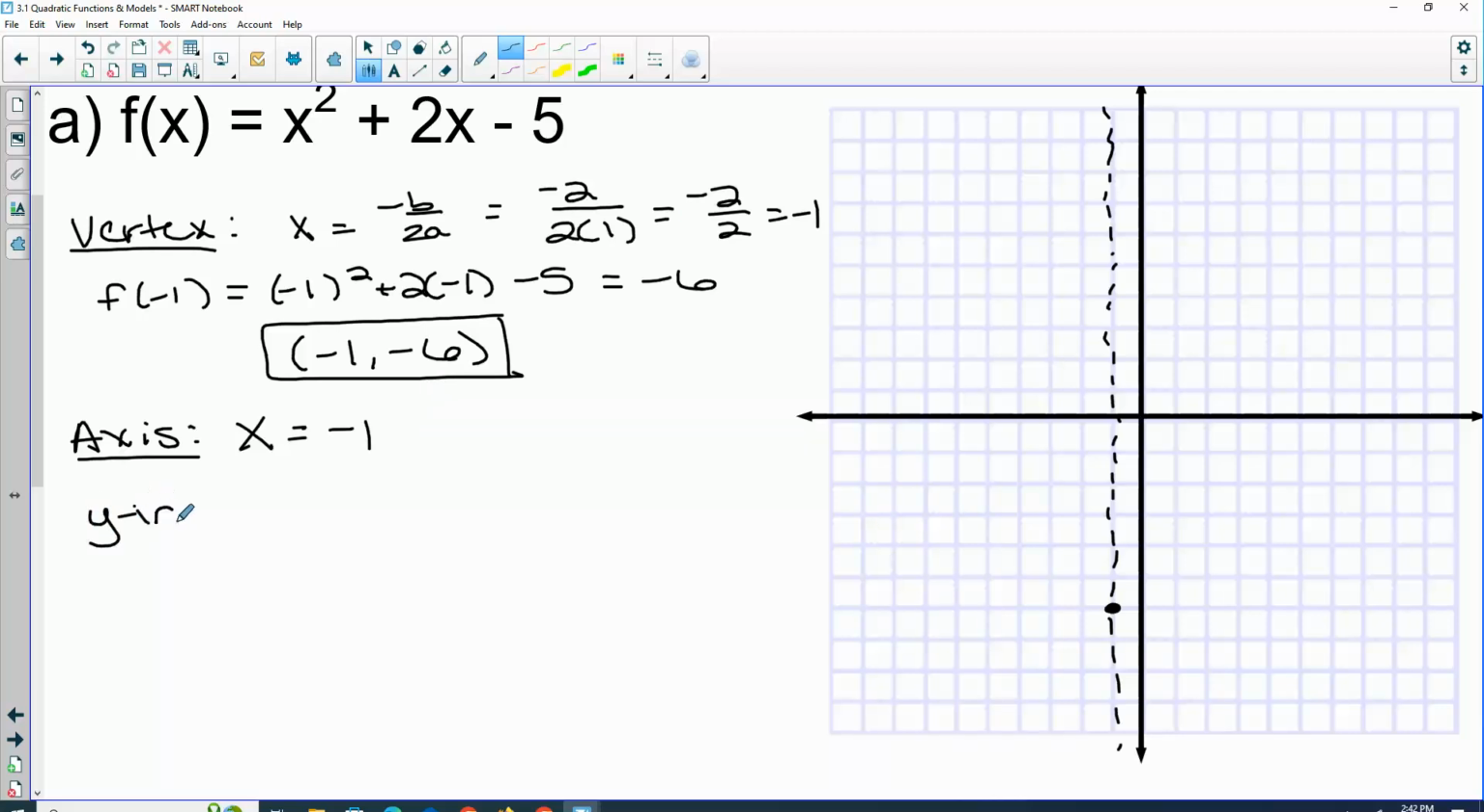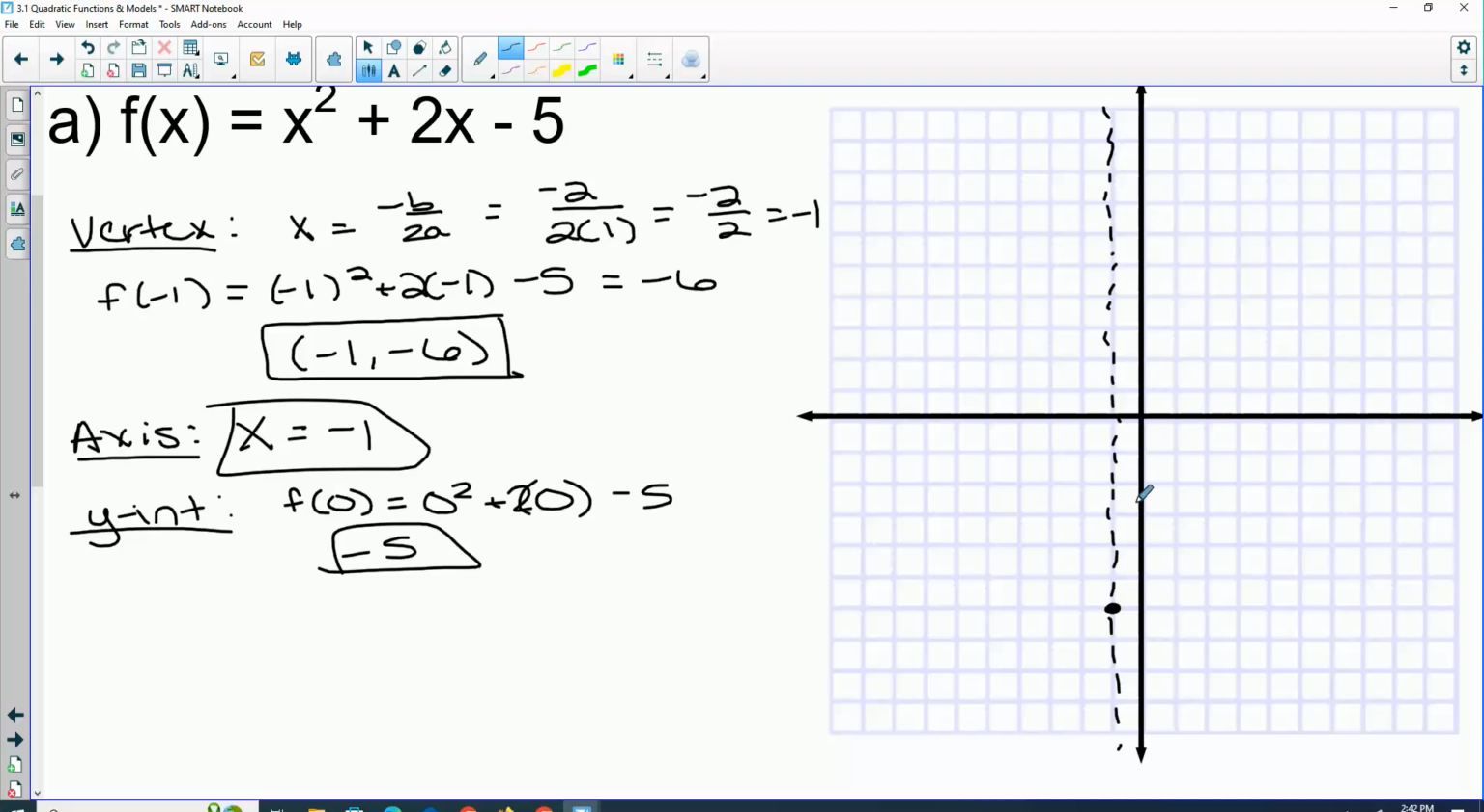How do you find a y-intercept? We put in 0 for our x's. We get -5. So (0, -5) is a point on my graph. And once I have that, how do I get a third point? Can I reflect it from my line of symmetry? We know this is 1 away from the axis of symmetry, so you just go 1 away the other direction. So we're making a mirror image.